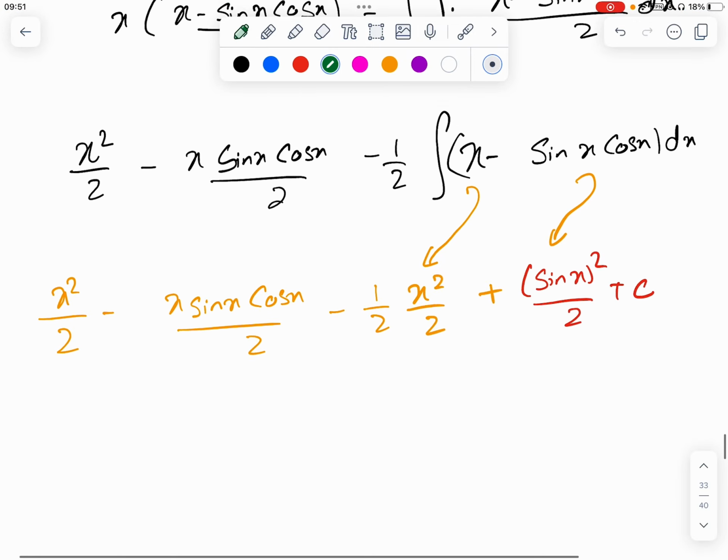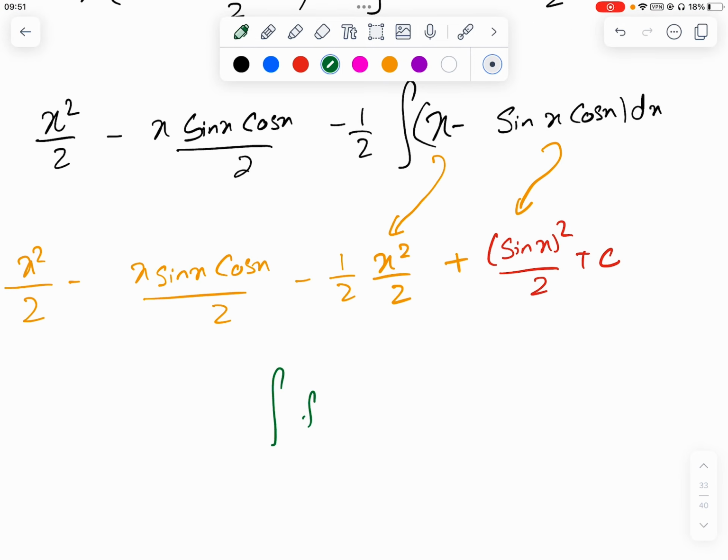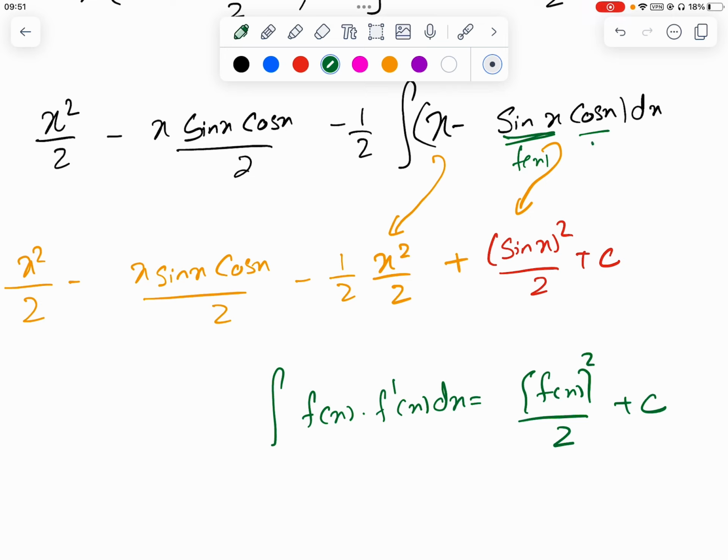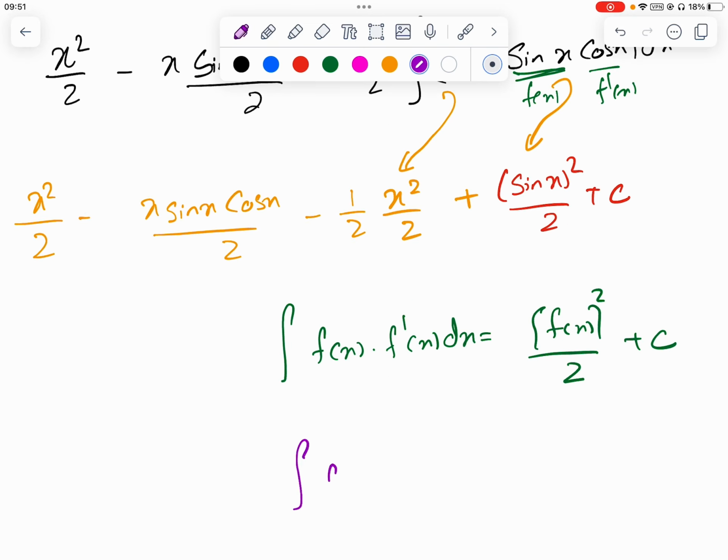I am going to use this formula: f of x times f prime x dx will become f of x whole square upon 2 plus c. So this is f of x and this is f prime x. It will become f of x whole to the power of 2 upon 2. I derived that formula from basically this formula: f of x whole to the power of n times f prime x will become f of x whole to the power of n plus 1 upon n plus 1 plus c.